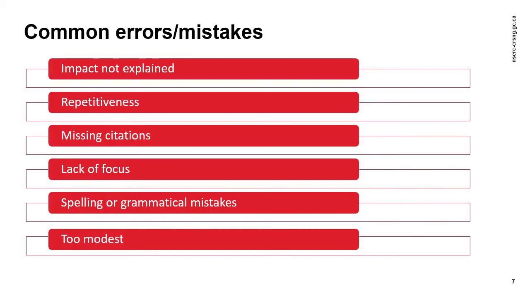Before we conclude this video, I'll take a few minutes to outline some other common application errors and mistakes that have been noted by NSERC program staff and selection committee members over the years. First, not properly explaining the impact of your research could be detrimental to your application. Your research should be presented within the context of your field and the potential impact within your field and the overall scientific community should be described.